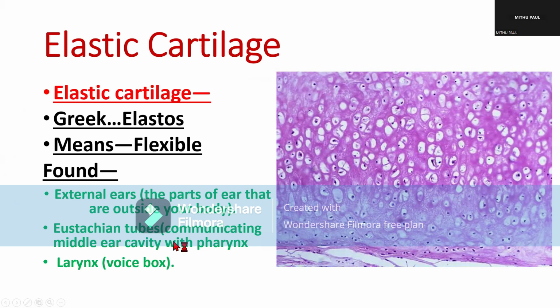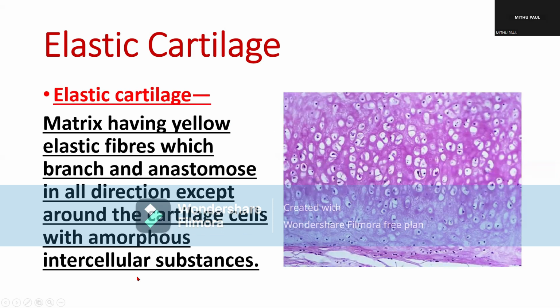The Eustachian tube, or the pharyngotympanic tube, is communicating the middle ear cavity with the pharynx. They are also present in the larynx, or the sound box.